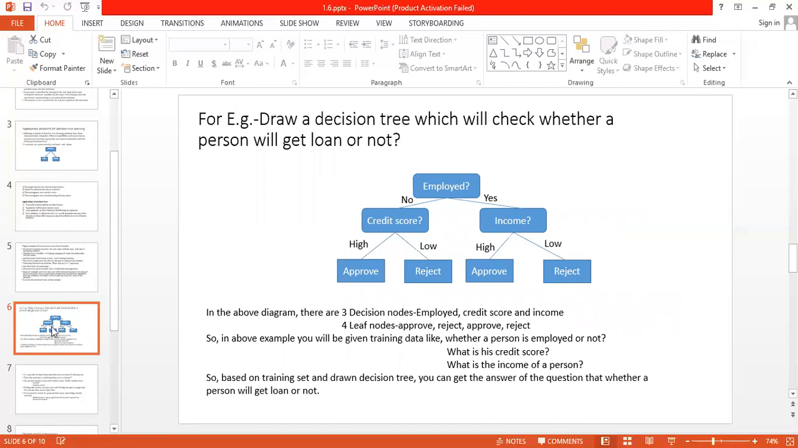So in above example, you will be given training data like whether a person is employed or not, what is his credit score, what is the income of a person. So based on the training set and drawn decision tree, you can get the answers of the question that whether a person will get loan or not.